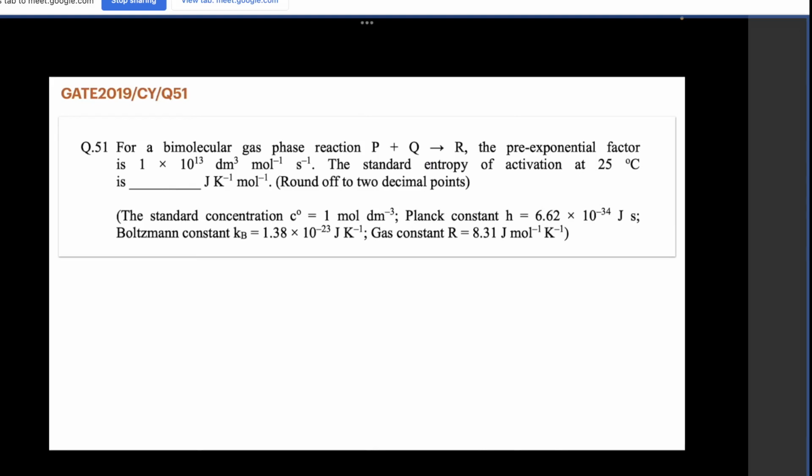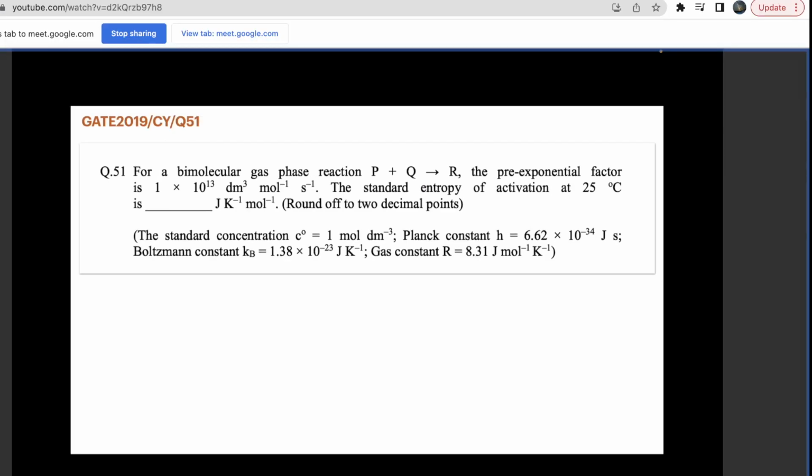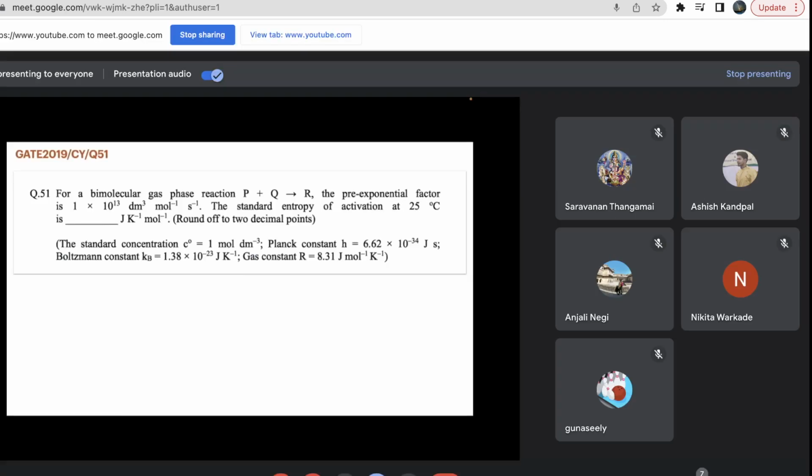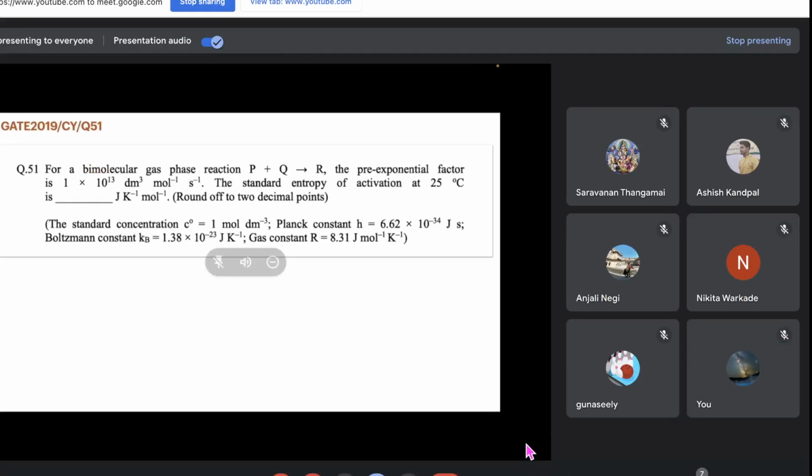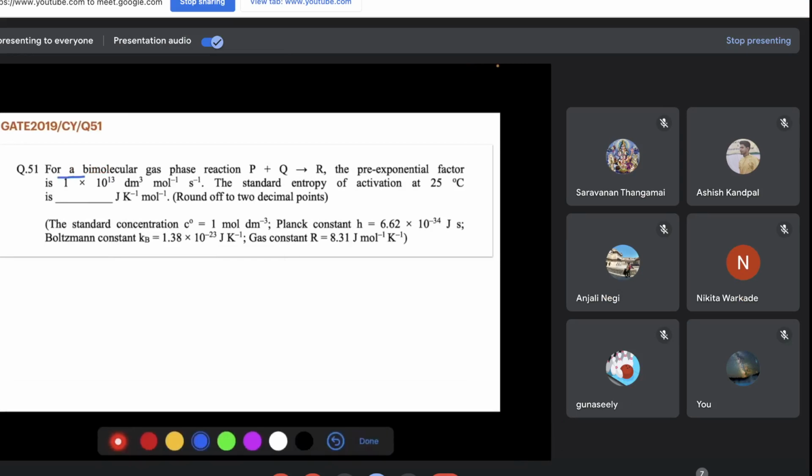Hello everyone. In this video, I will be solving the 2019 chemistry question number 51. This question states that for a bimolecular gas phase reaction, the pre-exponential factor is given, and we have to find the standard entropy of activation at 25 degrees Celsius. Other constant values are also given in the question itself.